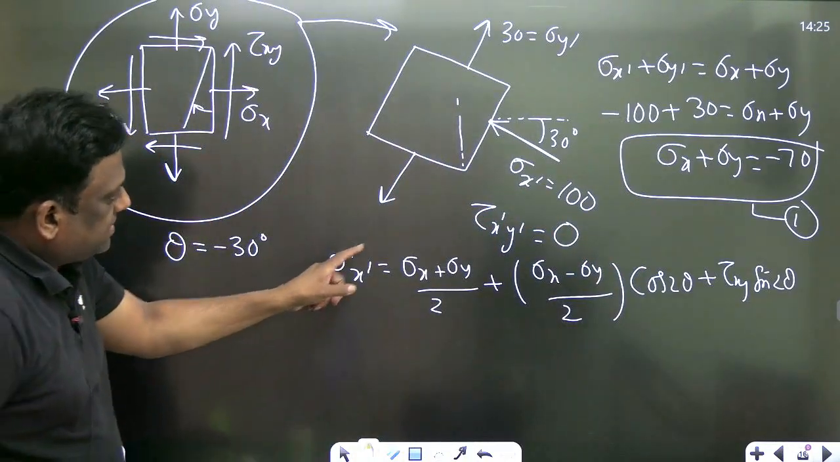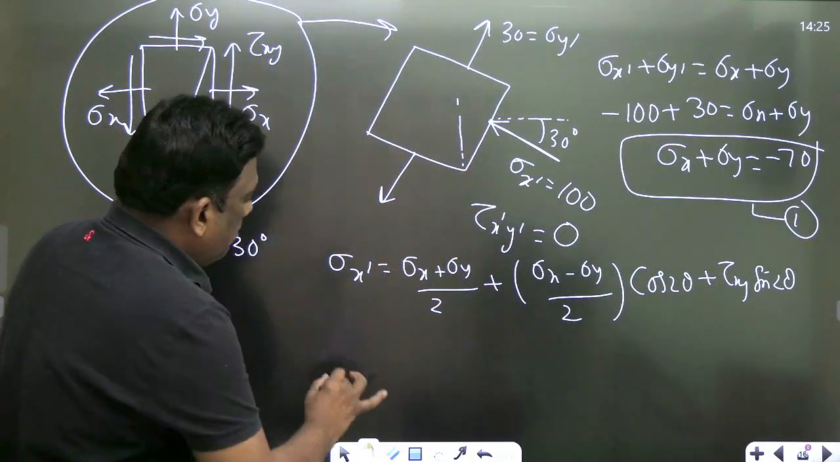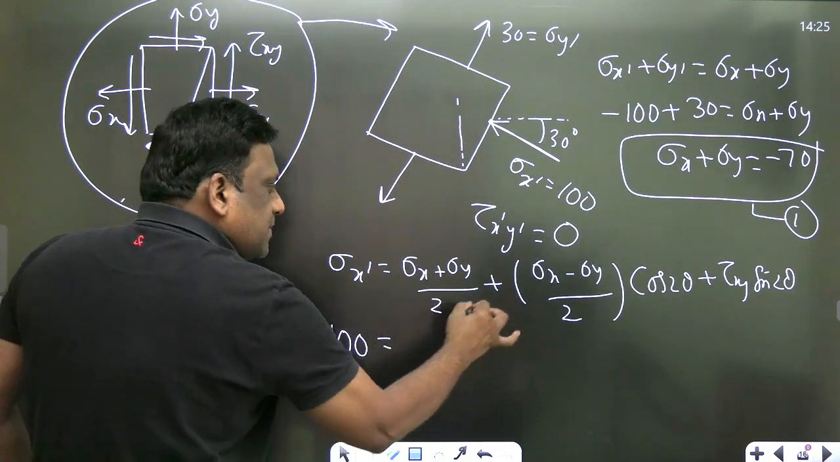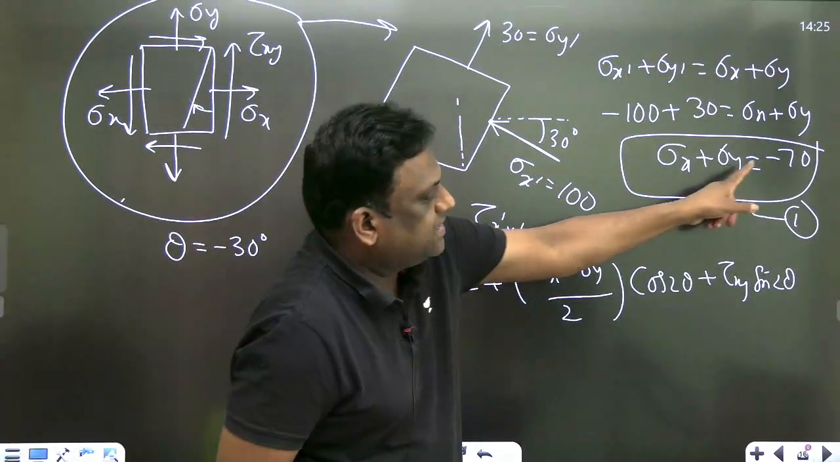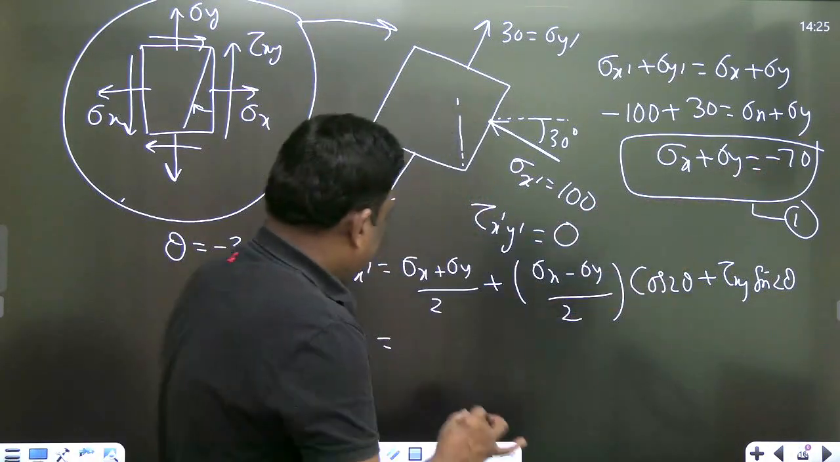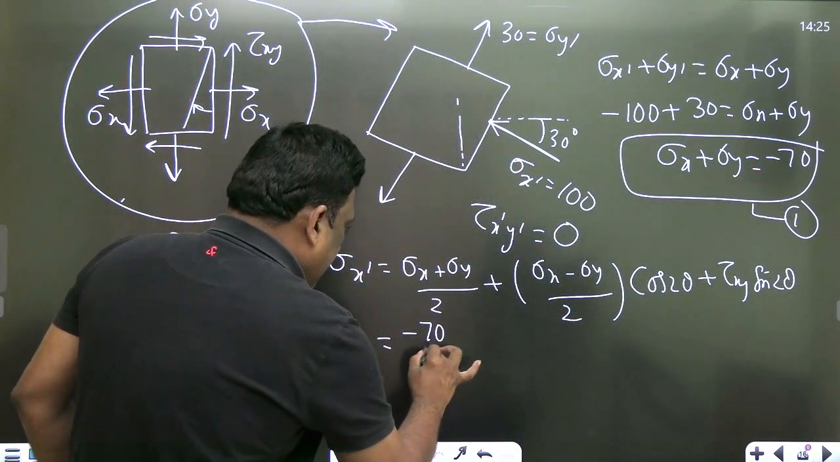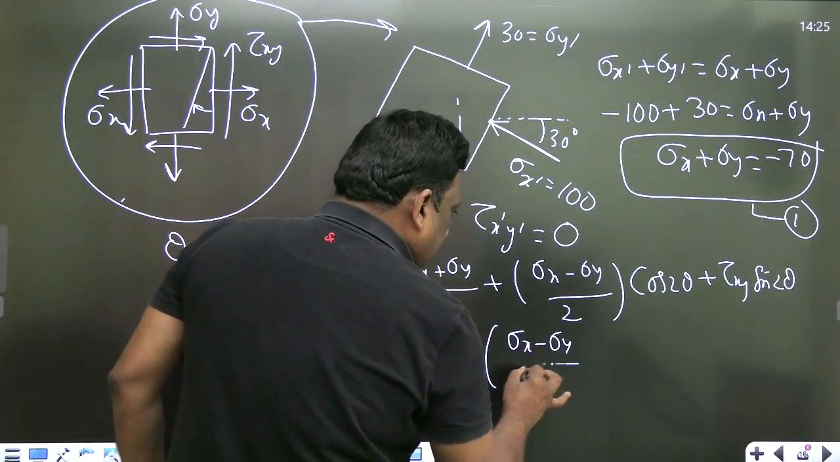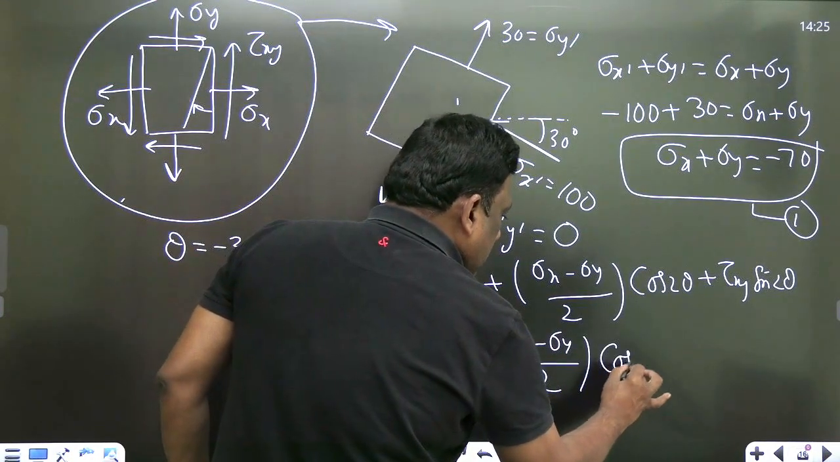Look here, sigma x dash. What is sigma x dash? It is -100. -100 compressive is equal to sigma x plus sigma y by 2. What is sigma x plus sigma y? It is -70. So -70 by 2 plus sigma x minus sigma y by 2 cos of twice.